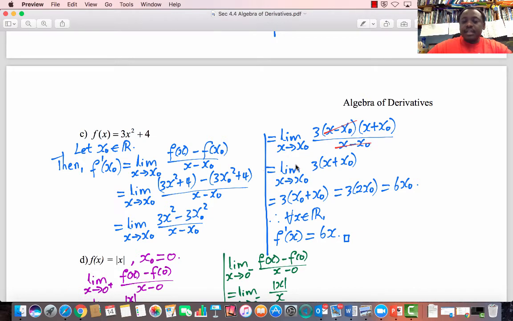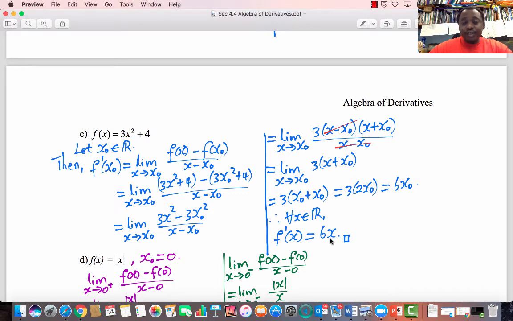I'm left with the limit as x approaches x naught of 3 times x plus x naught. Now I can replace my x by x naught. That gives me 3 times x naught plus x naught, which is 3 times 2x naught, and that is 6x naught. Therefore, for every x in R, the first derivative of f is 6x.